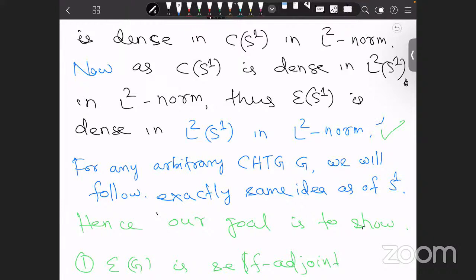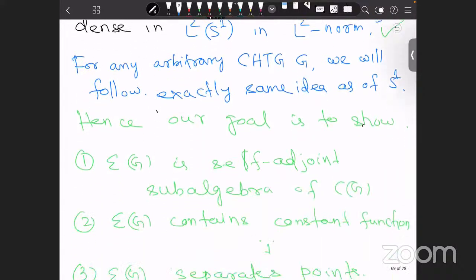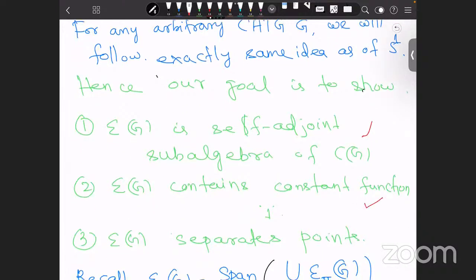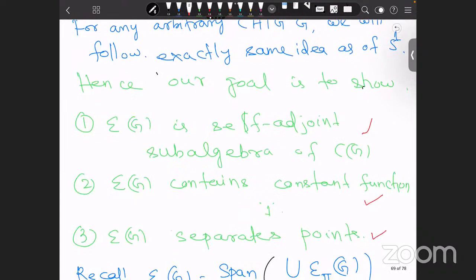Now, for any arbitrary compact orthogonal topological group G, we will follow exactly the same idea as for S1. Hence, our goal is to show that E_G is a self-adjoint subalgebra of C(G). Second, we have to show that E_G contains the constant function 1. Third, E_G separates points.